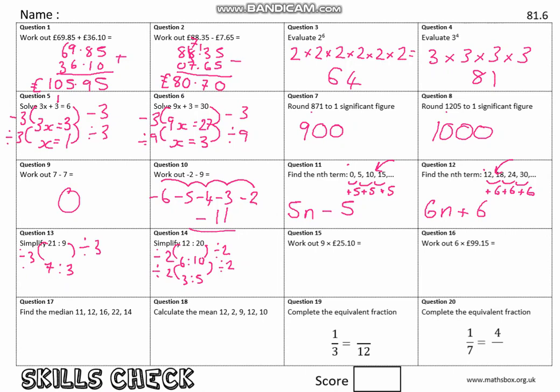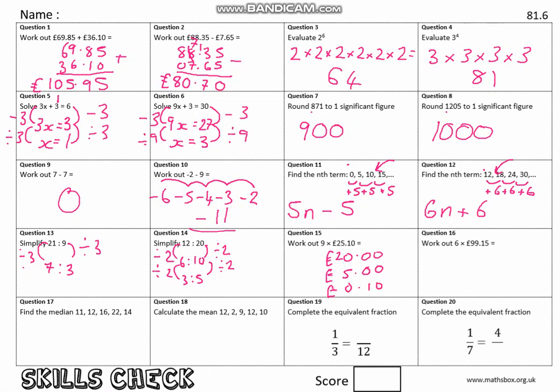So this one says, I want to work out 9 times £25 and 10 pence, okay? So we're going to do each of those sections split up, okay? So I've got a £20, this is what makes it up. I've got a £5, and I've got 10p.